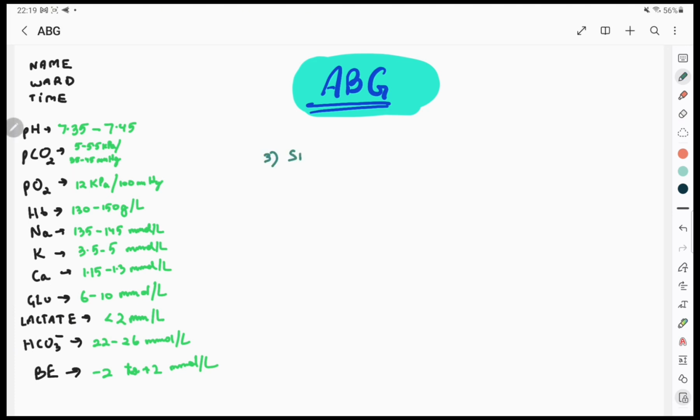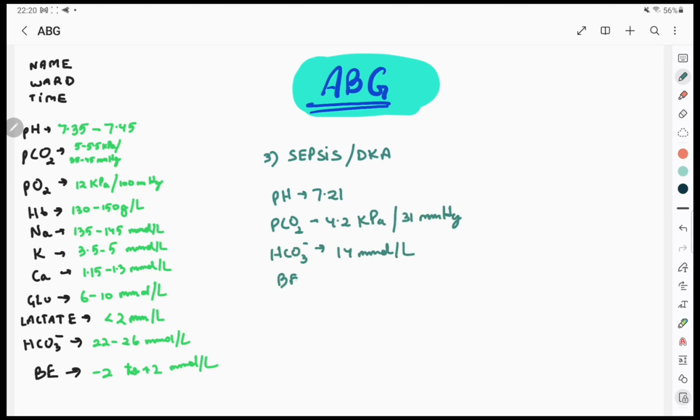Now let's look at the metabolic side. We have a patient presenting with severe sepsis from an unmanaged infection or perhaps an uncontrolled diabetic in DKA. The values look like this: a pH of 7.21, a PCO2 of 4.2 kilopascals or 31 millimeters of mercury, a bicarb of 14, and a base excess of -10. Look at the pH and PCO2. They are moving in the same direction. Both are low. That immediately points to a metabolic cause. The low bicarbonate and highly negative base excess confirms that the body's chemical sponges are completely used up, trying to buffer the massive influx of metabolic acids. This is a textbook primary metabolic acidosis.